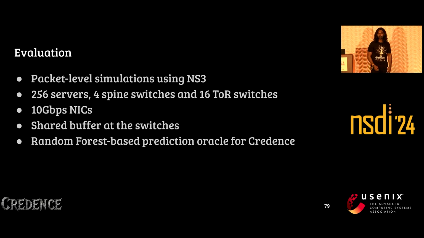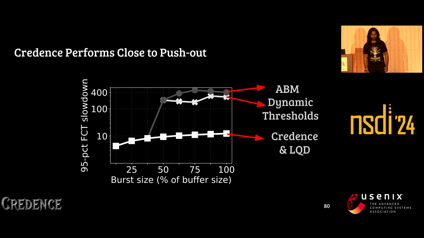Finally, we evaluate this algorithm using packet-level simulations in NS3. We use a topology of 256 servers, 4 spine switches, and 16 TOR switches. We use 10 Gbps NICs at each server. Switches implement a shared buffer, and within this shared buffer architecture, we use different algorithms and compare Credence. In particular, we use a random forest model for predictions in the case of Credence. Let's see how this works out in reality.